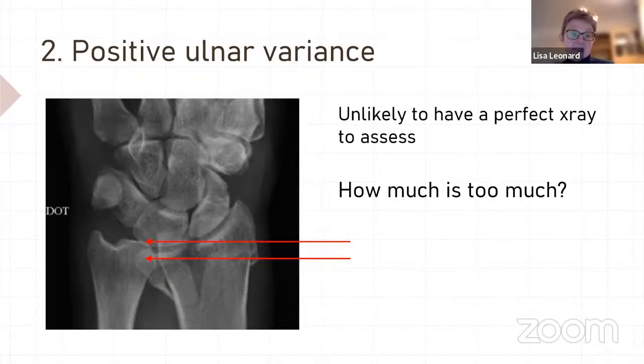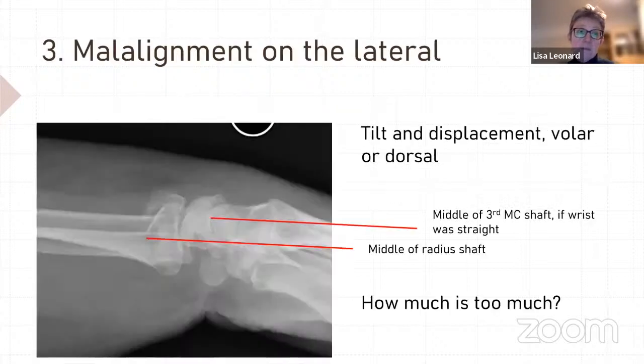Certainly over 5 millimetres of positive ulnar variance, David Warwick's paper suggests you are going to get a definitely poor result, but even less than that, you're going to really change the load pattern across the end of the radius. So you need to start worrying when you have got strong positive ulnar variance.